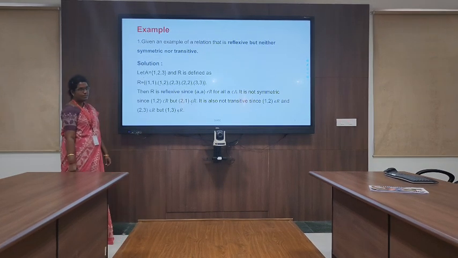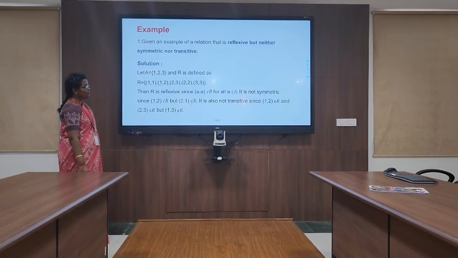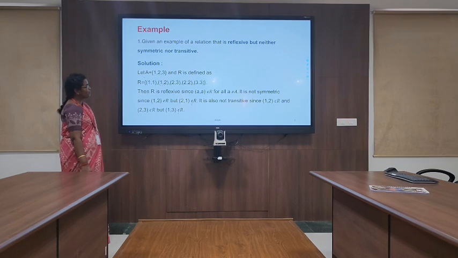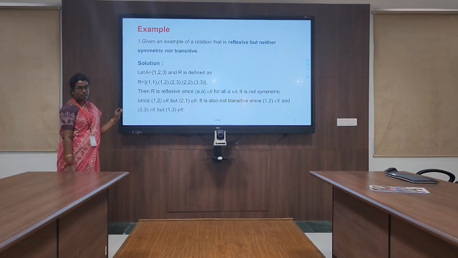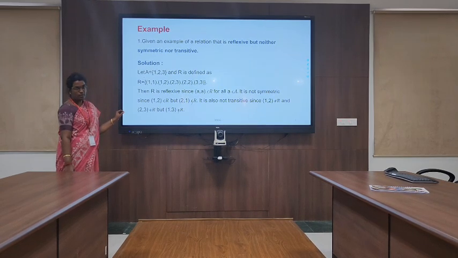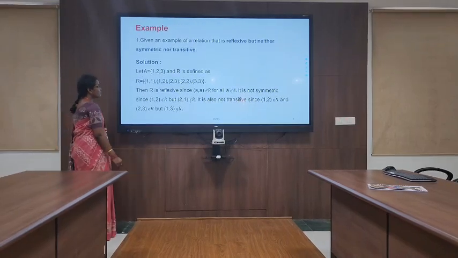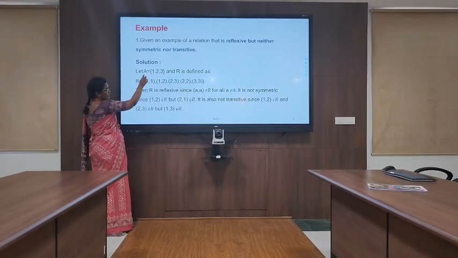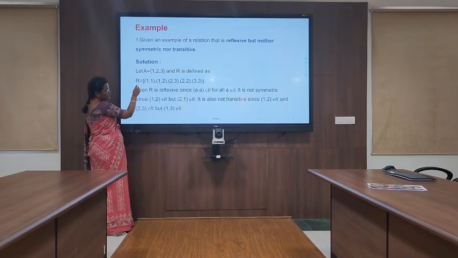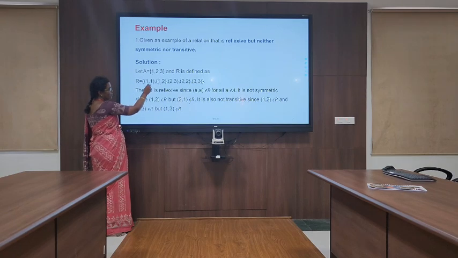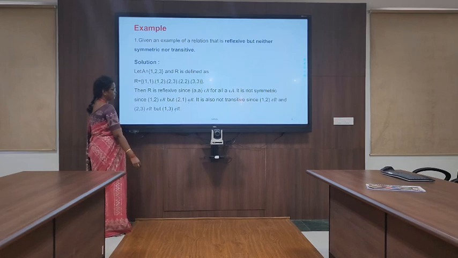So let's see problems under this concept. Give an example of a relation that is reflexive but neither symmetric nor transitive. So in this problem, we are going to define a relation which obeys the reflexive property and it should not be symmetric and not transitive. Assume the base set A as {1, 2, 3}. And also I am assuming a relation R as {(1,1), (1,2), (2,3), (2,2), (3,3)}.